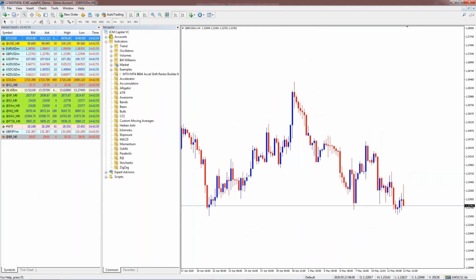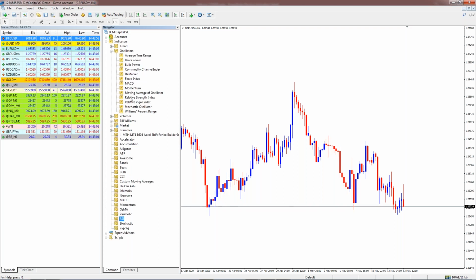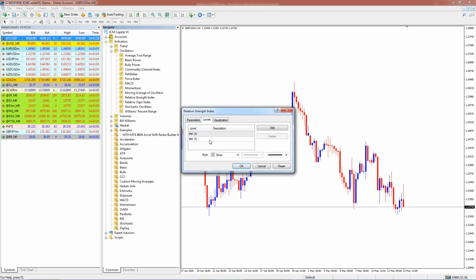So here, for example, for the pound, you just go to the Navigator. You can find the RSI here, or under Oscillators you can also find it, Relative Strength Index. You just drag it to the chart. Here you can choose the period. You can choose whether to apply it to the close, open, high, or low, so you can choose your preferred price to apply it to.